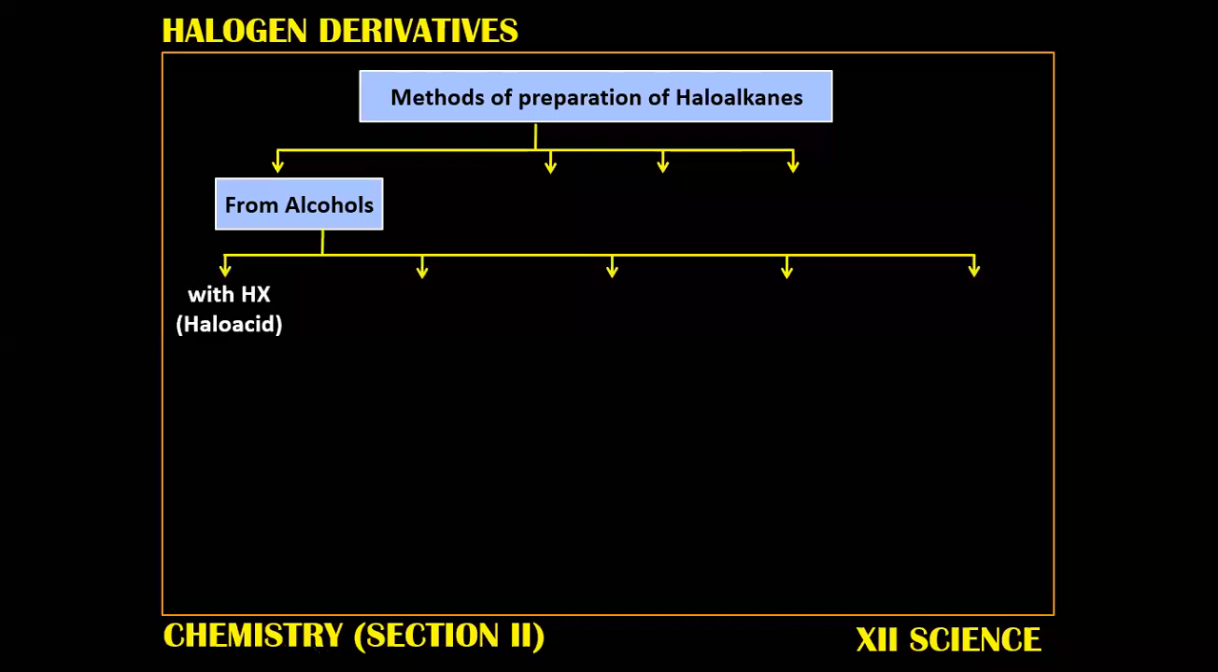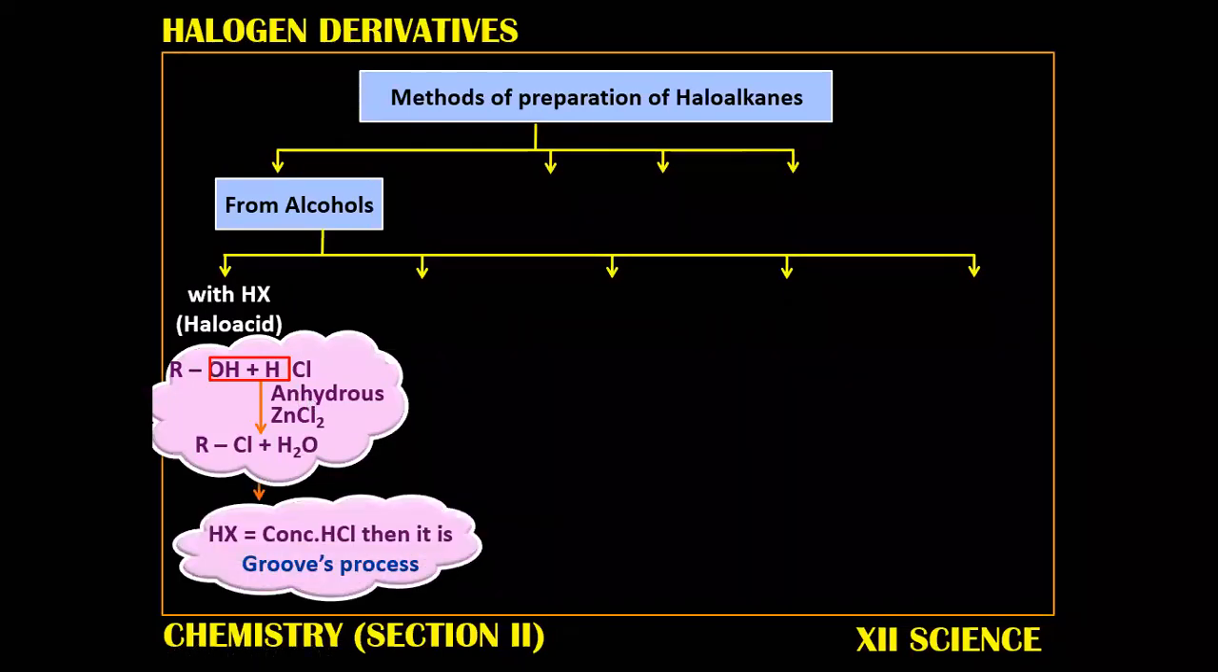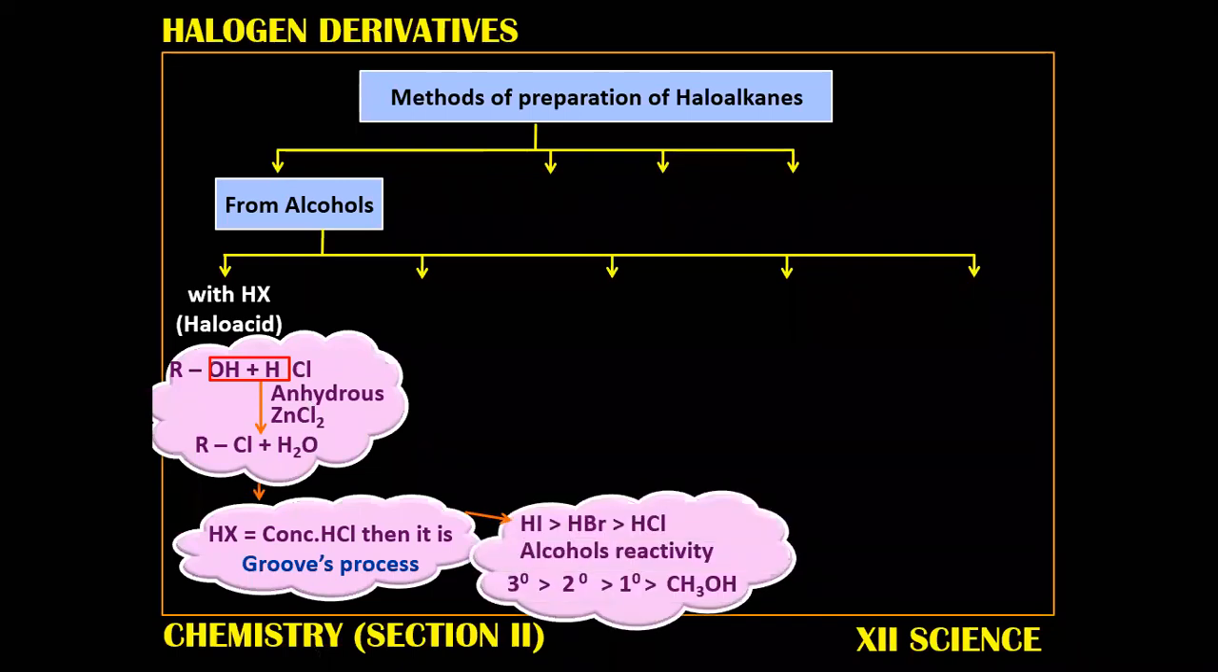We started with method of preparation. Yesterday, I did with alcohols. When alcohol reacts with halo acid, the first one we did was HCl. When alcohol reacts with HCl, we get alkyl chloride, and along with that water. Now, as I told you, this process is called Groove's process.